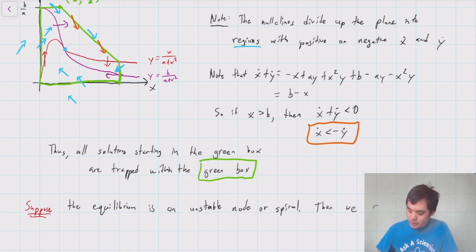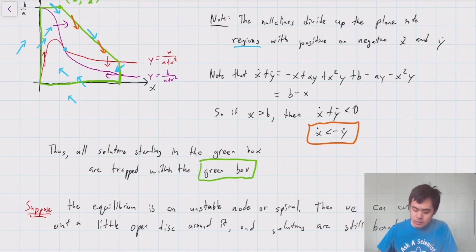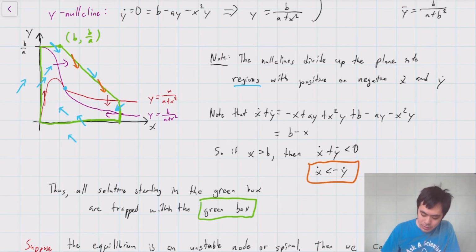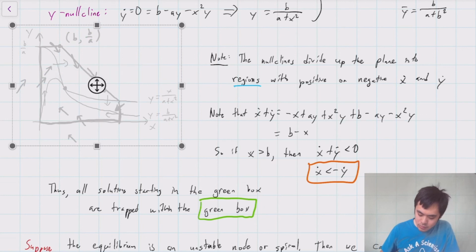Then we can cut out a little circle, a little open disk around it, and solutions are still bounded. So what does that look like? Let me copy this down.